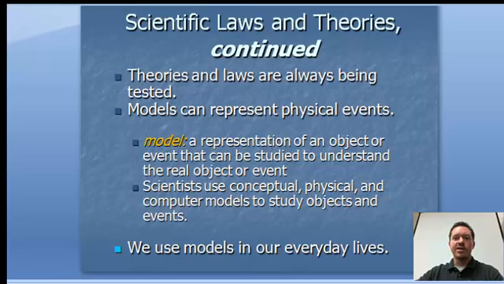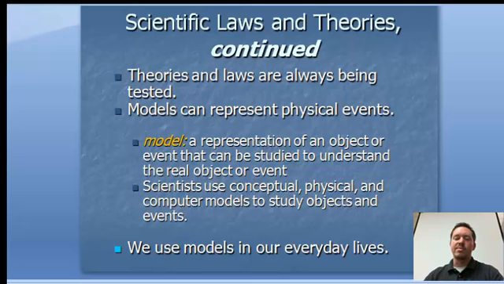Again, theories and laws are always being tested. And then we can use models to represent those physical events. So a model is a representation of an object or event that can be studied to understand the real object or event. And then as scientists, we can use conceptual models, physical models, or computer models to study objects and events.